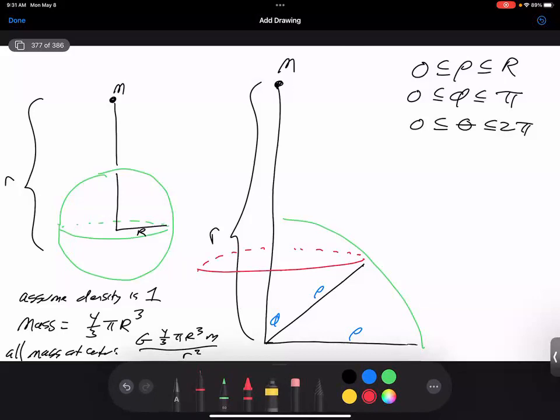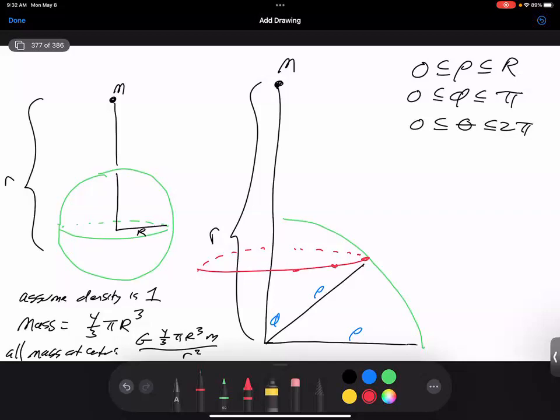If you want to think about it, just keep spinning the globe. Each point on that circle is going to have the same z component down, but they will have different left and right components or front and back components. I don't care about those because I know those will all cancel. I only care about what's coming down.